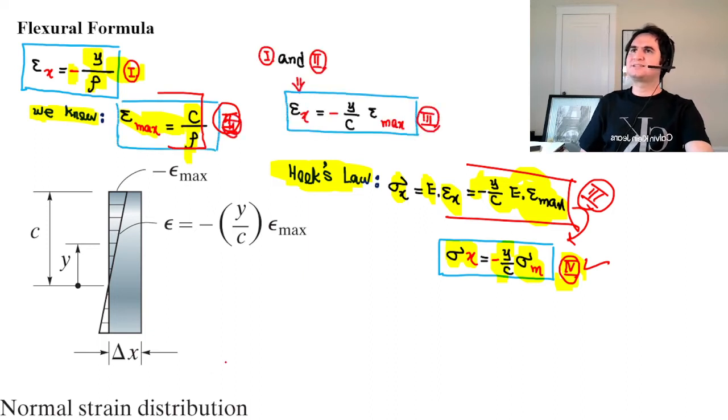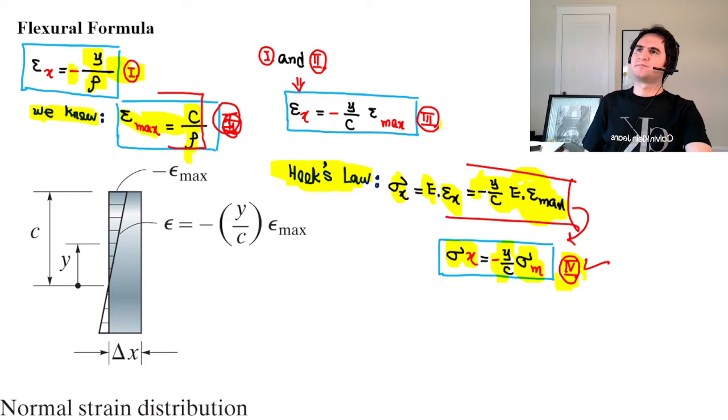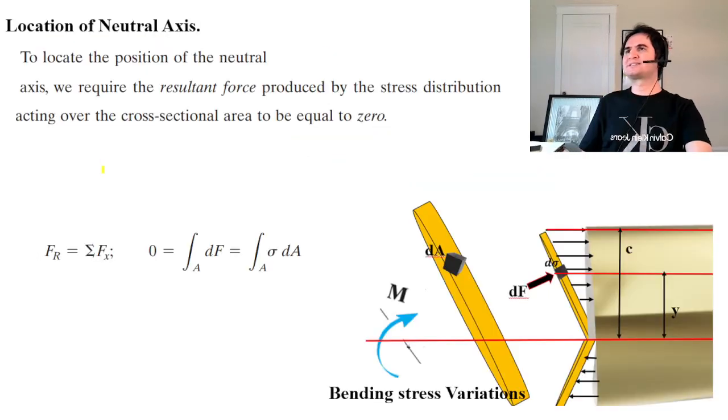Now, this is the third equation, which is the same equation I showed you here, and this is the second equation. Combining 1 and 2 gives you this one. Let's find the location of the neutral axis.